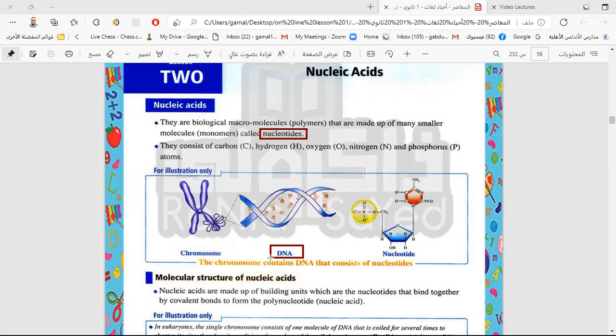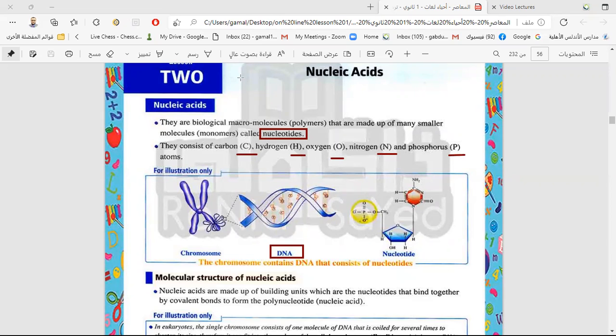And because they are biological molecules, they contain, of course, carbon, hydrogen, and oxygen as basic elements. And also there is nitrogen and phosphorus. They are also basic elements. So we have 5 basic elements in the structure of the nucleotide and in the structure of the nucleic acid. Let's see where the nucleic acid is found.